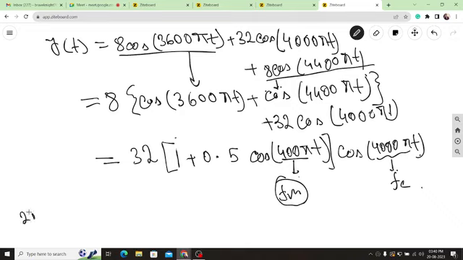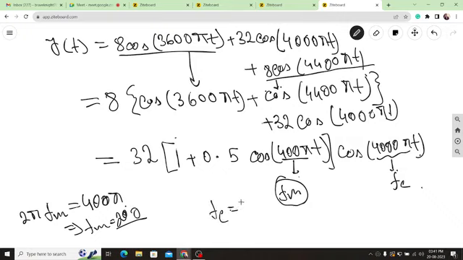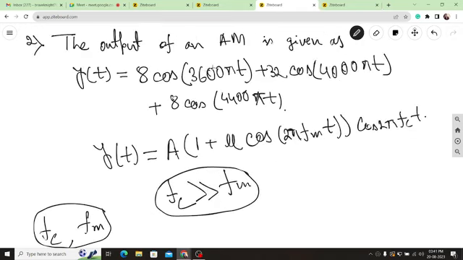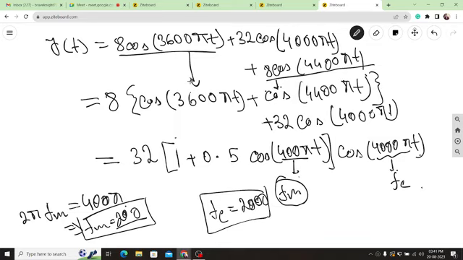So 2 pi fm is equal to 400 pi and fm is equal to 200. Similarly, fc is equal to 2000. So this is the way. If you are given this sort of signal, you have to decompose this signal and use the formulas to get this sort of equation.